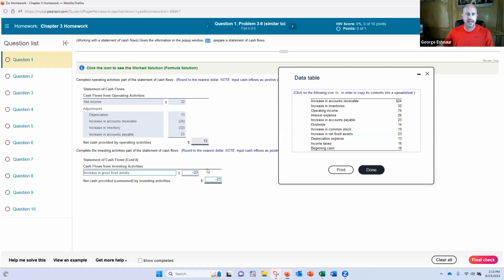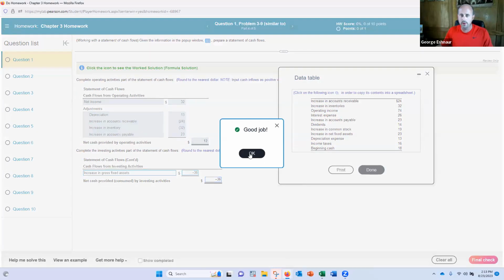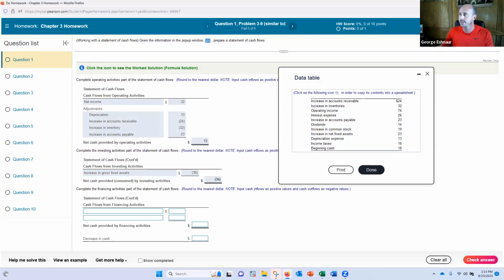My fault. So it wants us to add increasing gross fixed assets, so it is the depreciation expense and the net fixed assets. So we're going to go negative 36. There we go. Okay, so it was the depreciation plus. You just had to preemptively add it. It didn't allow you to drop down the other one.